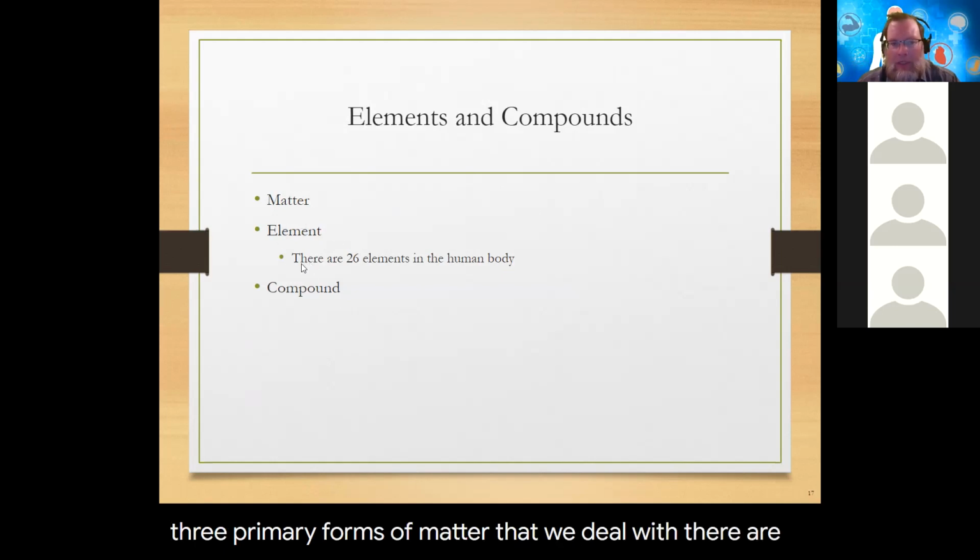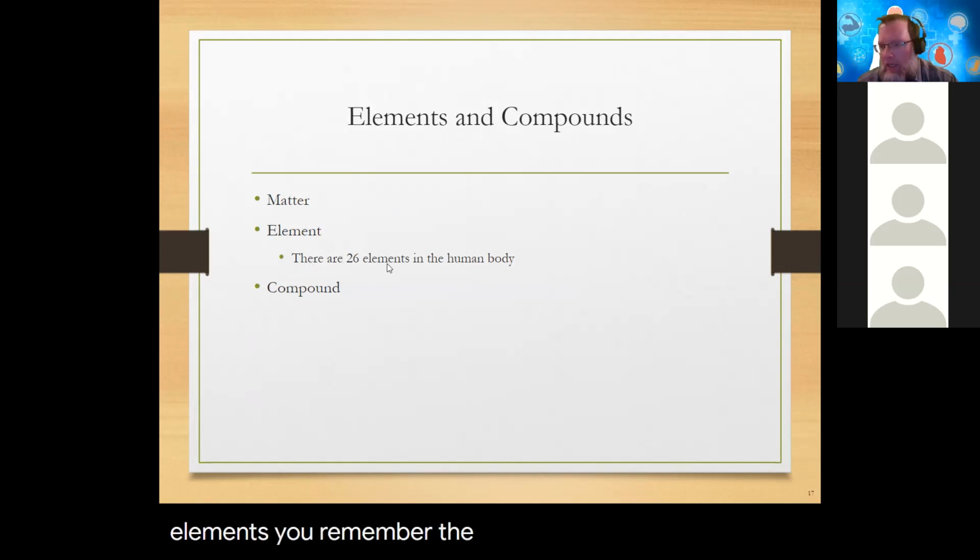There are elements. You remember the periodic table. So we'll look at the periodic table.